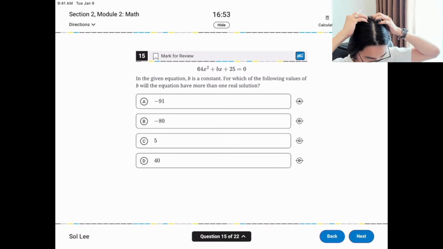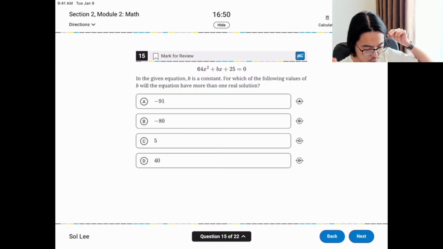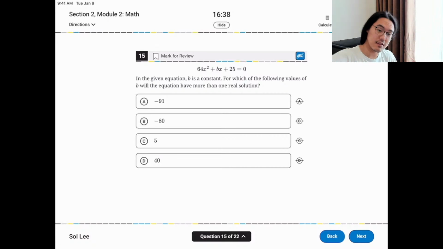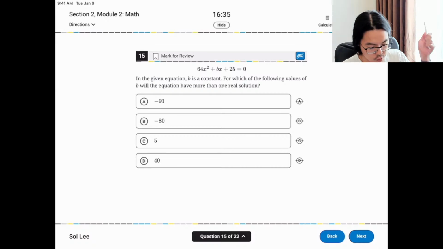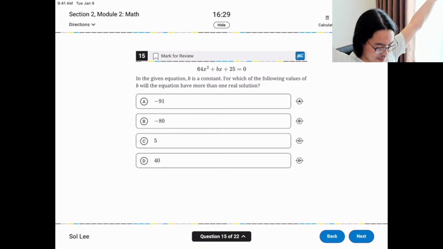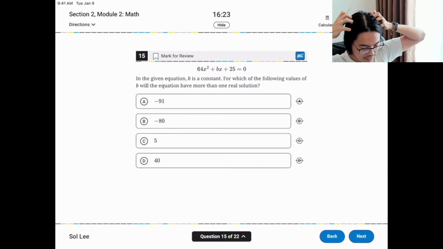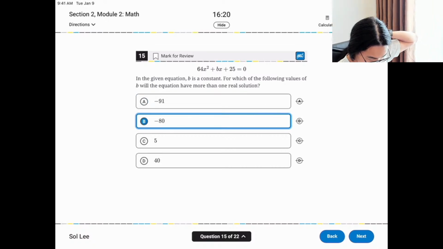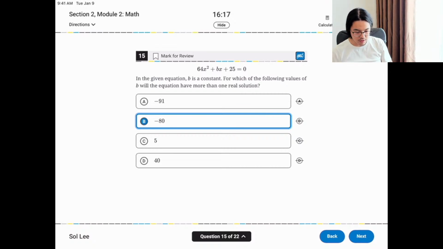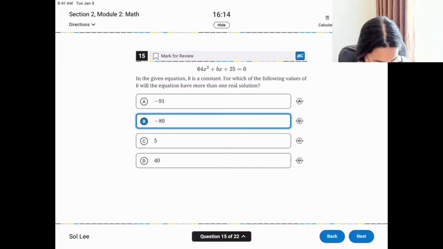B is a constant. For which one of the following values of B will the equation have more than one real solution, in the sense that it intersects the x-axis more than once, which means it puts the vertex into the negative, because this is a positive, it's an upward opening parabola. I don't know if that's the correct mathematical terminology. It's an upward extending parabola. Okay, so we just need something to get us into the negatives. And so the question is which negative works, because we need to have a negative.